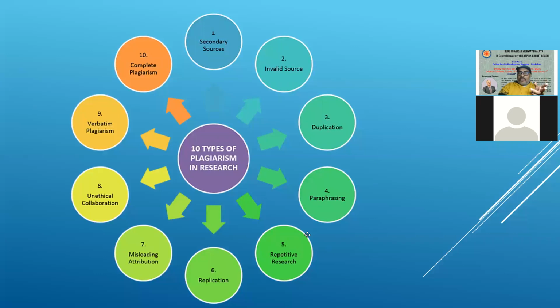Eighth is unethical collaboration. Unethical collaboration, I have already given ample examples, right? It means that by some chance they came, they collaborated, they took your paper and idea and published it. That is unethical collaboration.